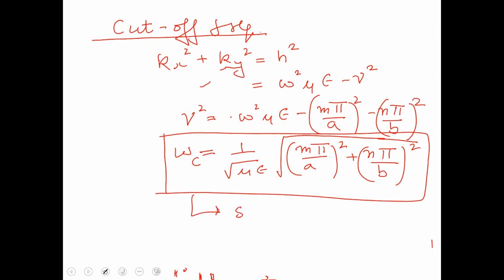Omega is going to be given, similar to what you had seen before, as 1 by square root of mu epsilon times square root of (m pi by a) square plus (n pi by b) square. This formula has not changed from TM. This is the same form as TM. The thing which has changed is that in TM, m or n cannot take a value of 0. In TE, either m or n can be 0 at a time. Both cannot be 0 together, but one can be 0 and the other can take any value it wants.